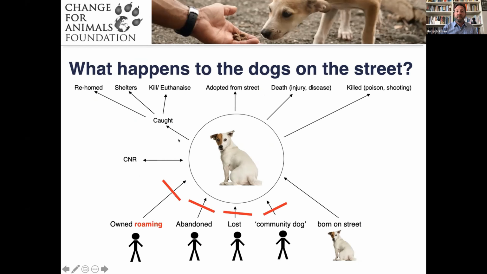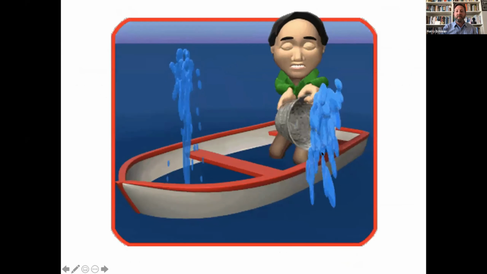If we catch a dog, it doesn't stop an owner from allowing their dog to roam. If we adopt it from the street, it doesn't stop somebody else from abandoning their dog. If the dog dies on the street, still doesn't stop people getting lost. So we're trying to address these problems here with dogs born on the street, but we're ignoring where the dogs are coming from in the first place.